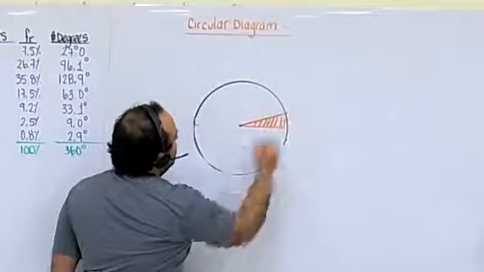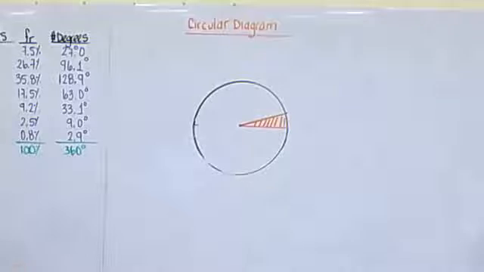All right, this green one represents 27 degrees, or if you wish, that's 7.5%. Okay, so what will be the next one?